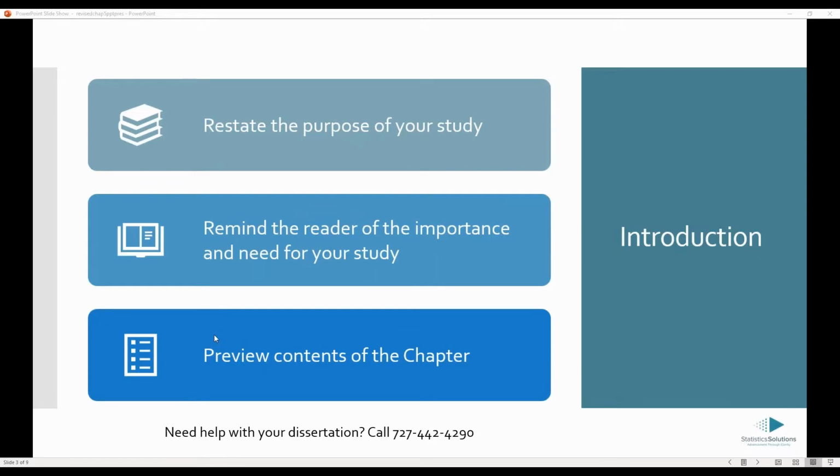Okay, the introduction usually begins with a restatement of your purpose. Remind the reader of the importance and the need for your study. You can also end the section by previewing contents, so the sections of the chapter. Basically the idea is just to reorient your reader about your study and why it's important, why it's necessary to conduct. It doesn't need to be long. Probably a solid paragraph, maybe two.